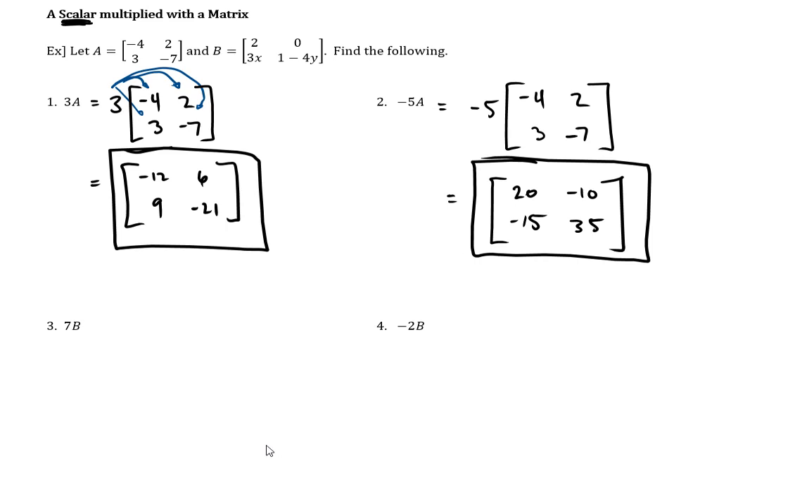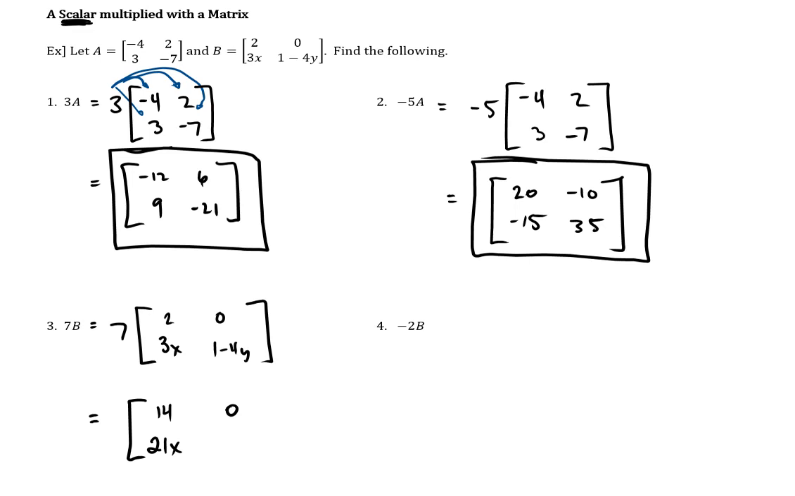Okay, so for number 3, it's now multiplying with B. So we'd have 7, and then again, just rewrite it. So you've got your 2, 0, 3x, 1 minus 4y. And then it does multiply every term just like it did in the previous 2 examples. So the 7 multiplies 2 to get 14. 7 multiplies 0 to get 0. 7 times 3x would be 21x.